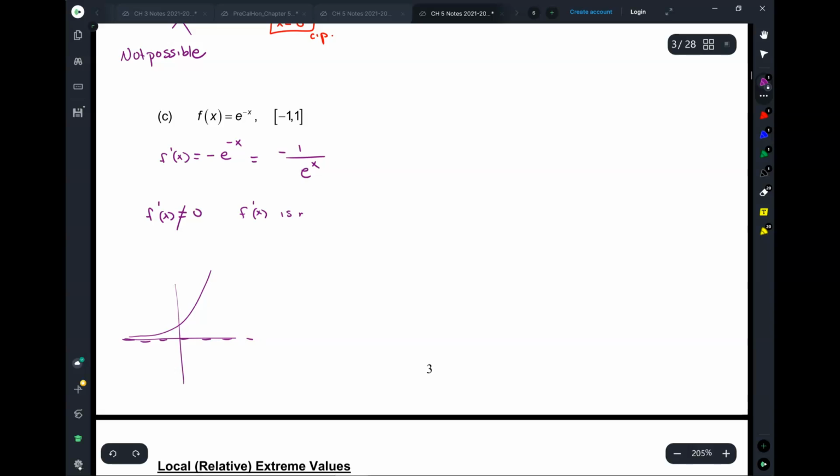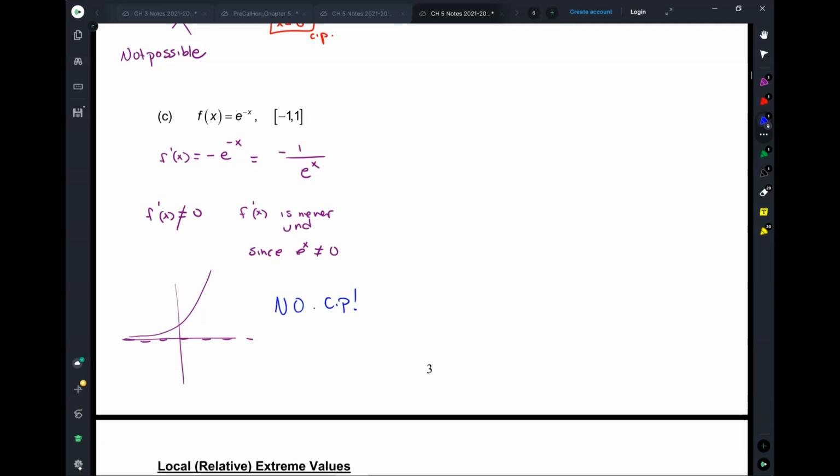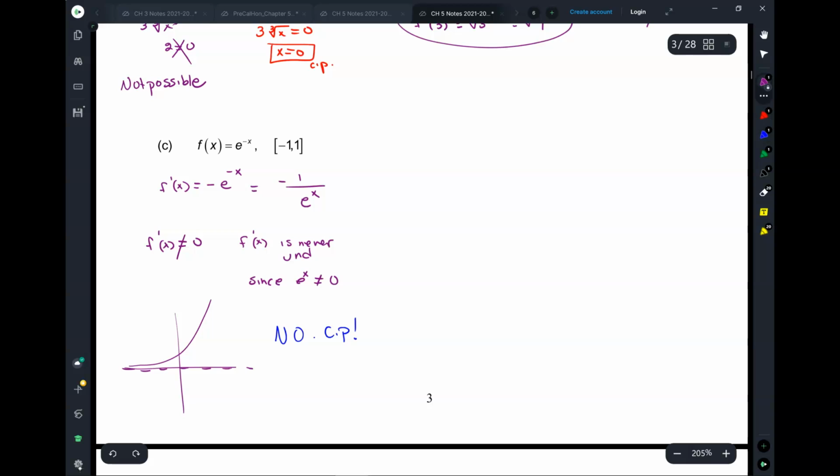So f prime of x is never undefined, since e to the x is never 0. What does that mean? There are no critical points. And hey, that's okay too. So what's left for us to do? Endpoints only. So f of negative 1 and f of positive 1. Okay, f of negative 1, e to the negative 1, e. F of 1, e to the minus 1, 1 over e.